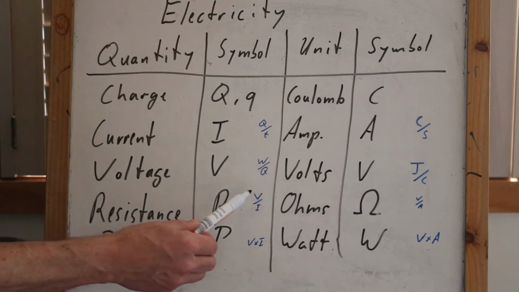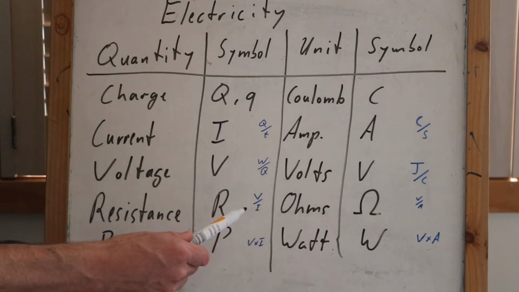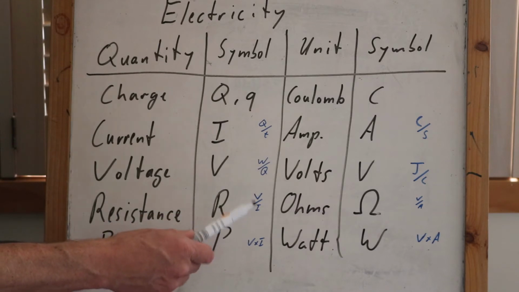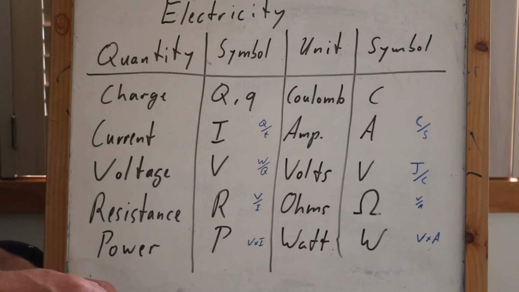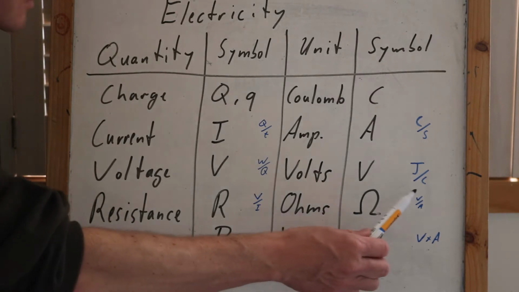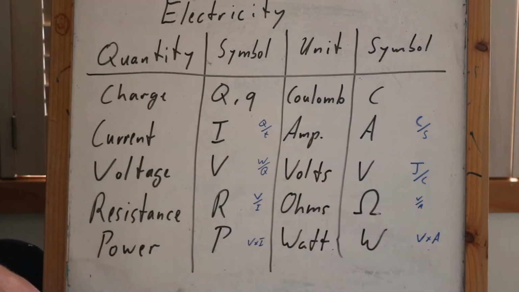How many volts do I need to get, let's say, 1 amp of current? It's the relationship between voltage and current that's expressed as resistance. If you have a large resistance, you need to apply a larger voltage to get a given current. So it's volts per amp. Resistance tells us how hard it is for a current to flow.